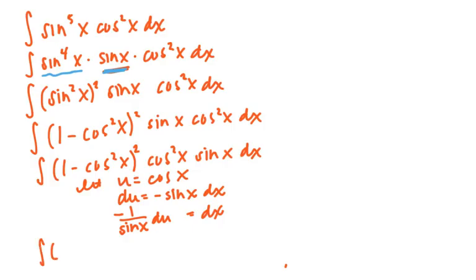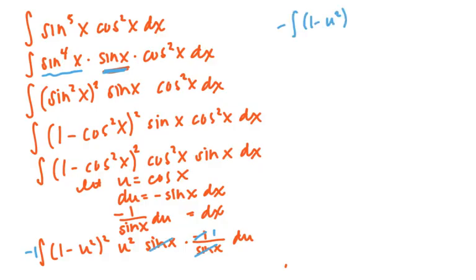So we have the integration of 1 minus u squared, squared, and then cosine squared is u squared, times sine x times negative 1 over sine x du. Now this negative 1 we can move out to the front, so we have technically a 1 still on top there, and these sine x's cancel. So we have negative integration of 1 minus u squared, squared, du.